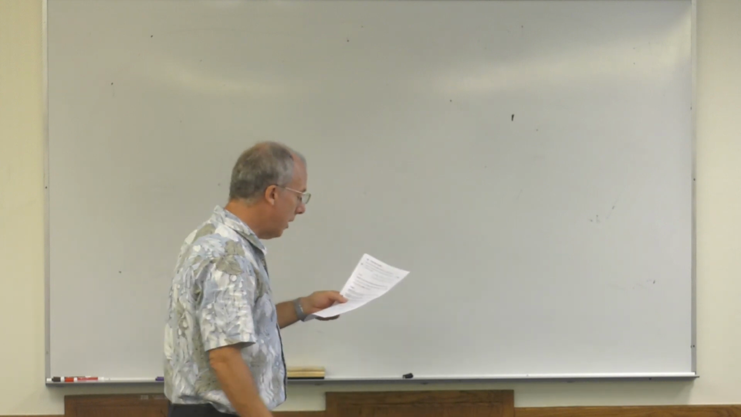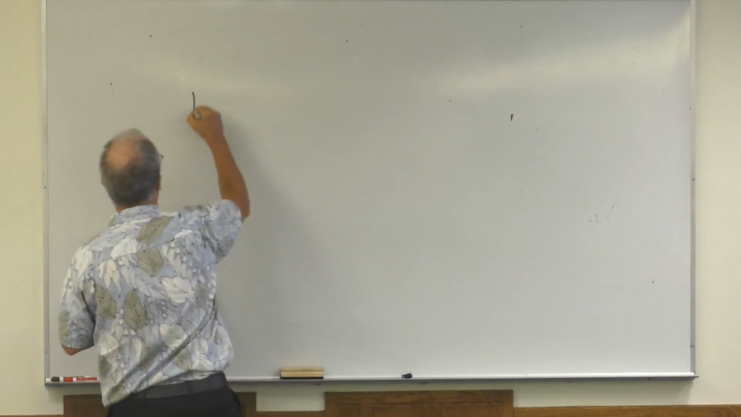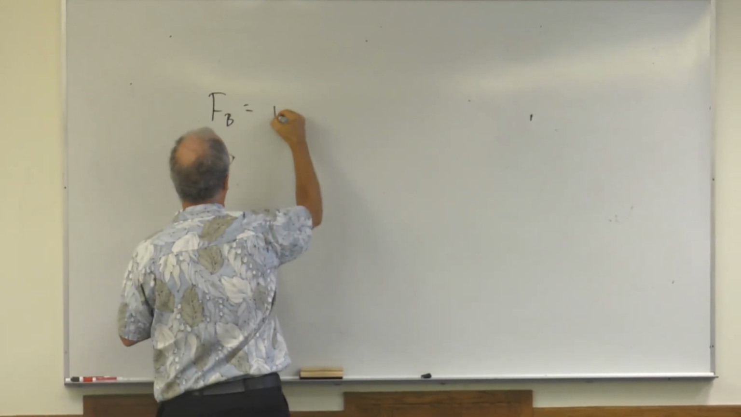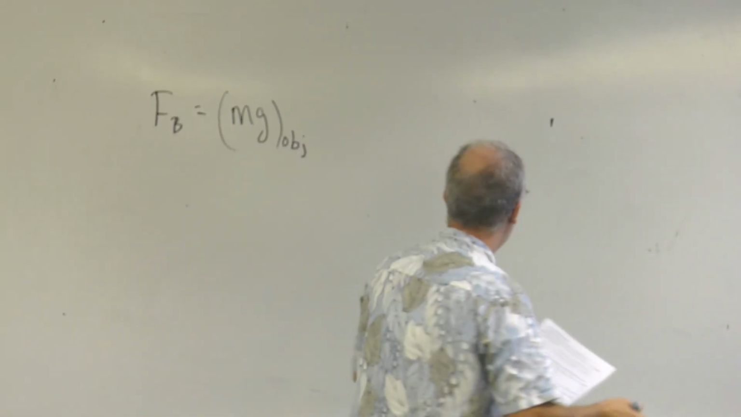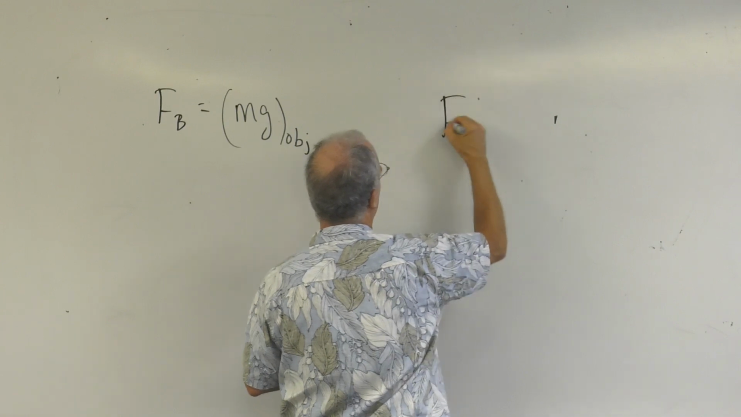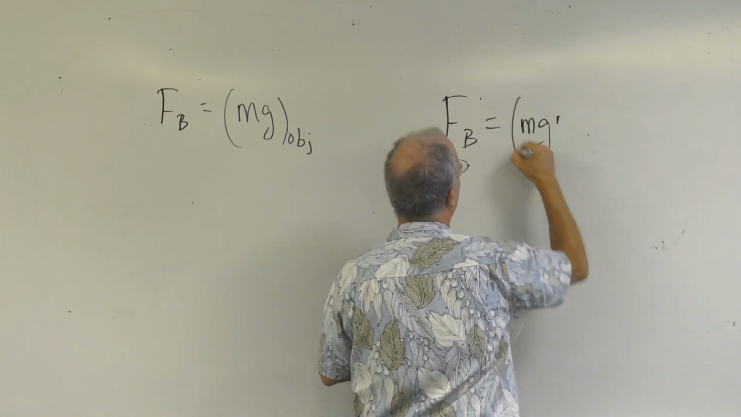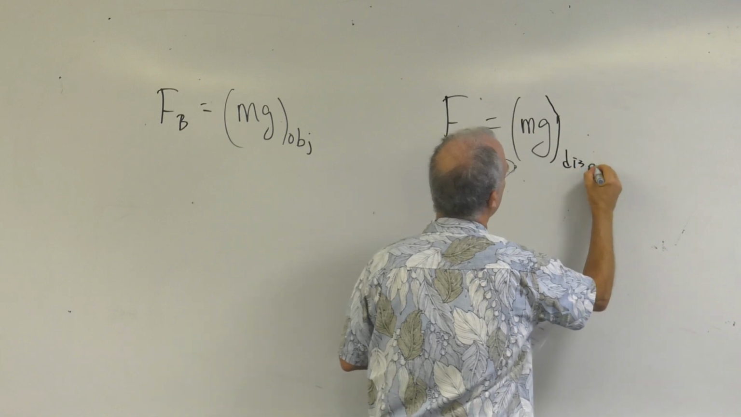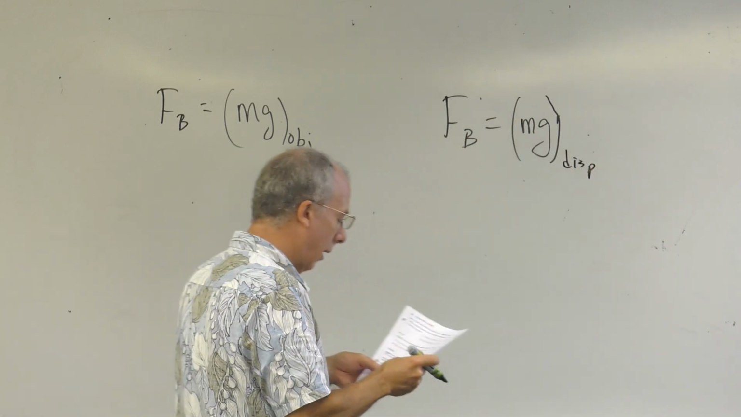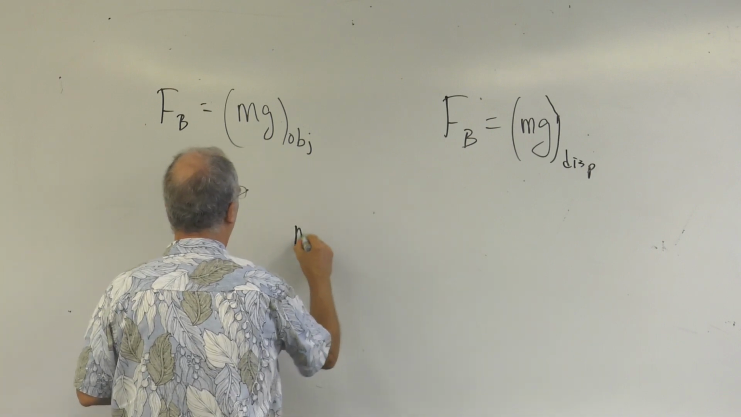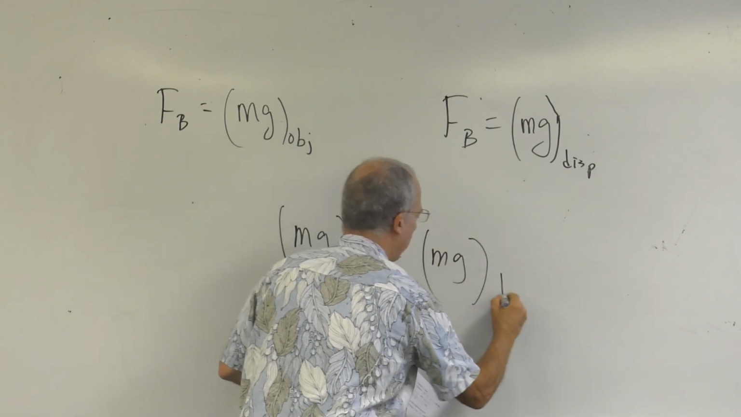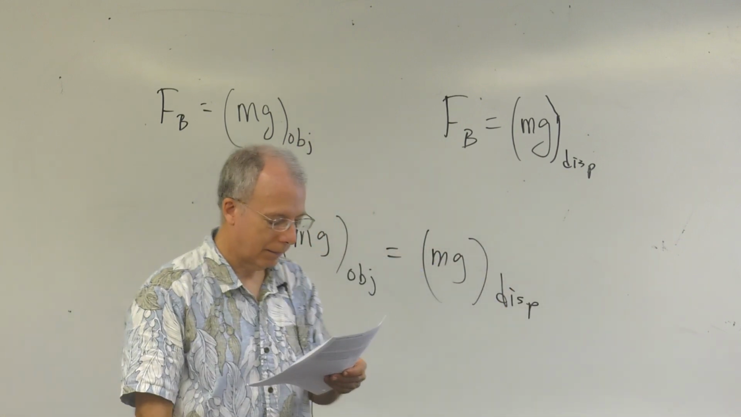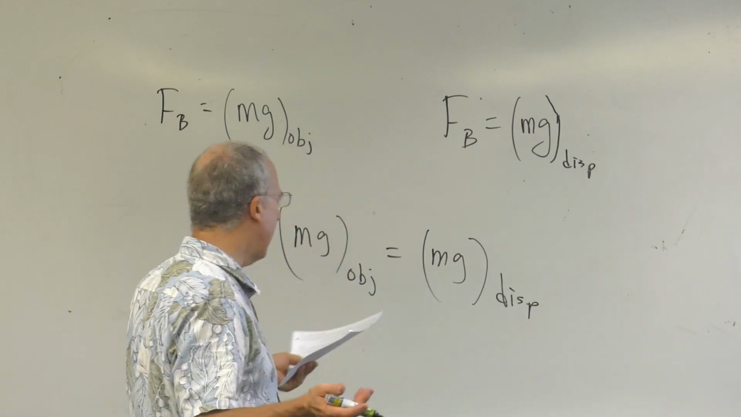Okay, so for the floating boat, what's the force equation? Well, the upward buoyant force equals the downward weight of the object. Agree? And now, what's the buoyant force? It's the weight of the fluid displaced, right? So therefore, we can say that the weight of the object equals the weight of the fluid displaced.